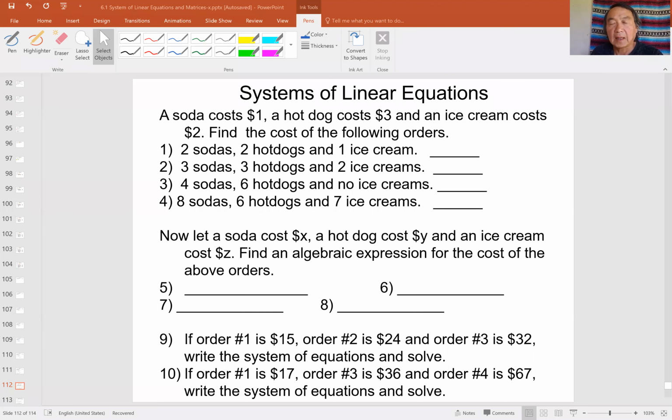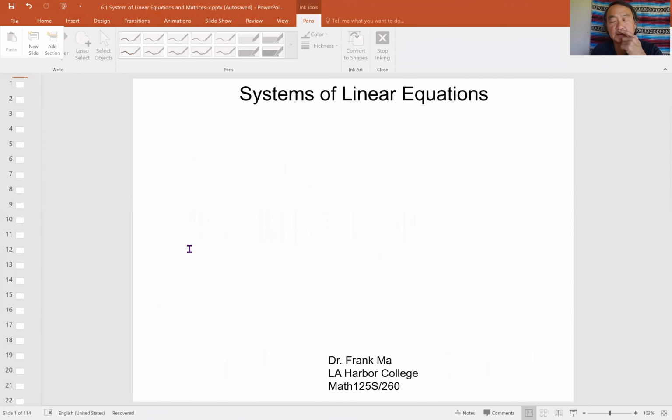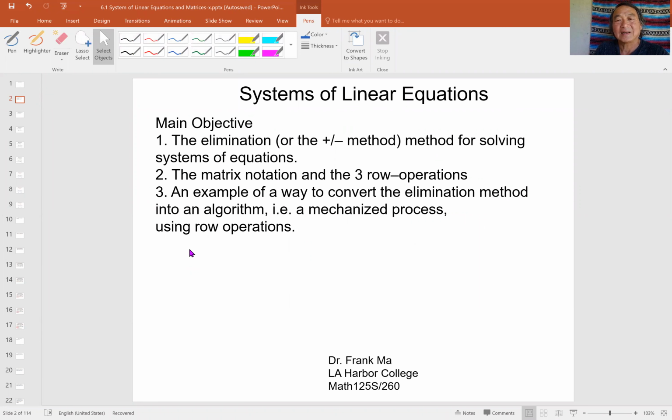Hello, this is Dr. Ma, and today we're going to talk about systems of linear equations. These are the objectives we will get to.